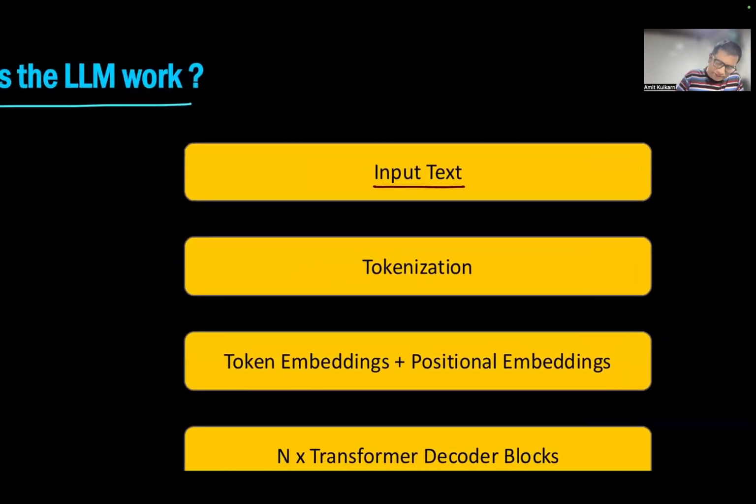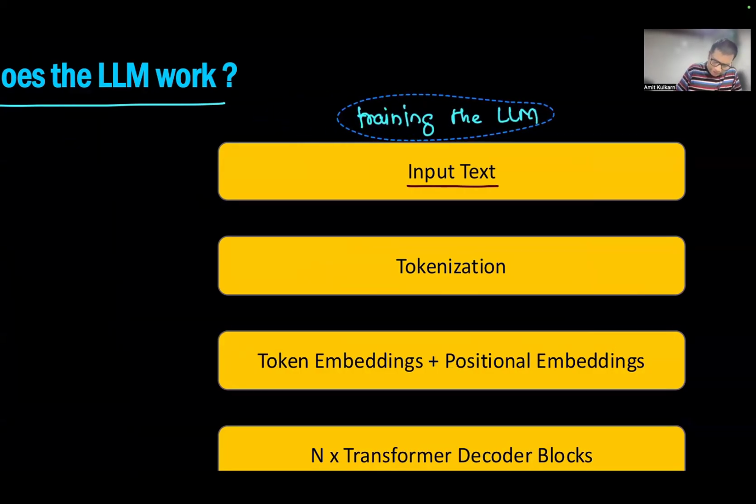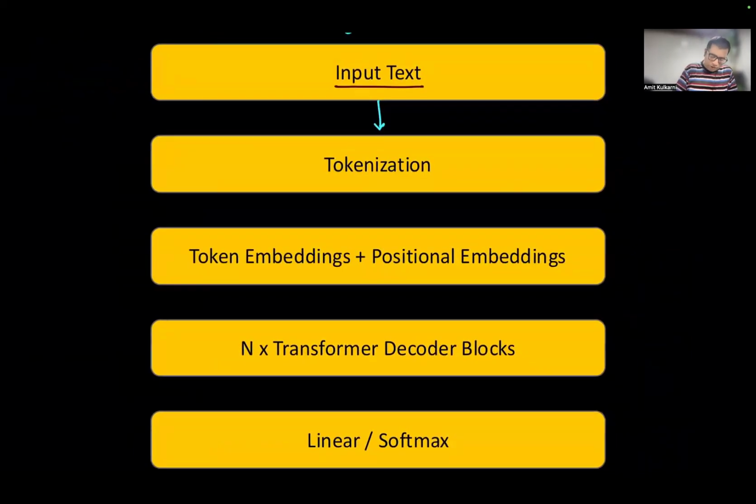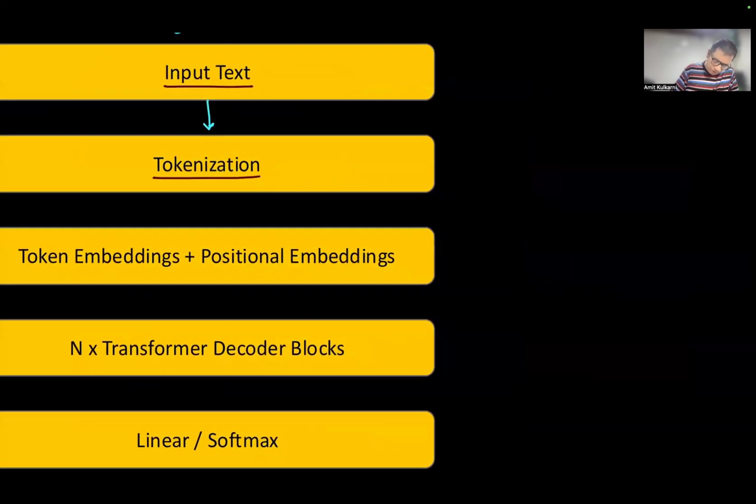So generally, when you talk about an LLM, we start by giving the input text. This is while training the model. I'm talking about training the LLM. So if you want to start training the LLM, we have to pass the input data. And this input data will move through a process called tokenization. Now, this is the process which is going to convert it into a number of tokens. More on that in a minute.